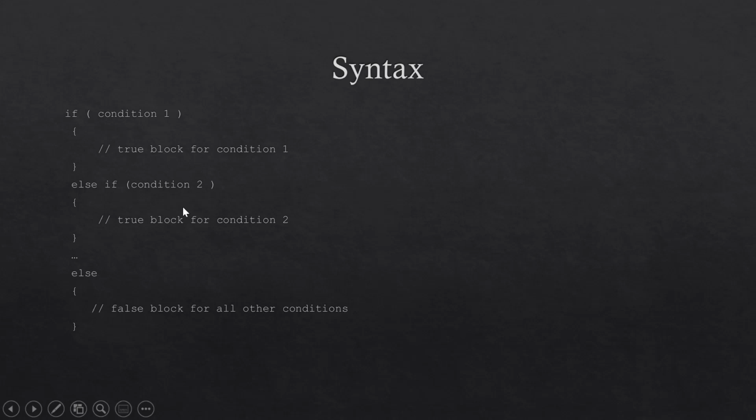So we can have multiple conditions now. It's not only one condition, we can have multiple conditions, and each condition after the first one starts with else-if. At the end, after we are done with all the conditions, we have a false block. So if none of these conditions were true, we have the last false block, which is else, and this will be the false block for all the other conditions. So all these previous conditions were false, and then we will execute this else block.